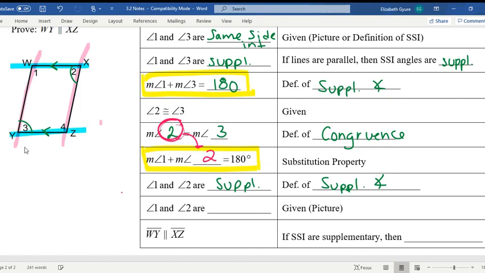And then I'm giving you another hint. Angles 1 and 2 are blank, given by the picture. Anytime it wants you to look at the picture, look for a relationship. 1 and 2, aren't these along the same side? So these are same side interior angles again. I'm abbreviating that with SSI because I just write too big. And then we're done.